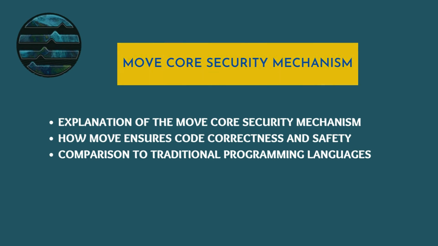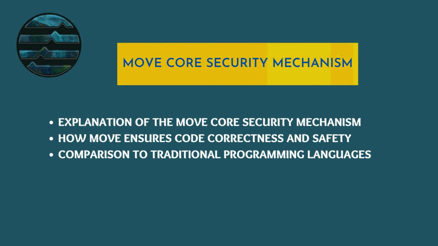The Move core security mechanism includes several features that set it apart from traditional programming languages. For example, Move uses a resource-based memory management system, which ensures that resources are used and released correctly. In traditional programming languages, memory leaks and other resource-related bugs are common sources of security vulnerabilities.